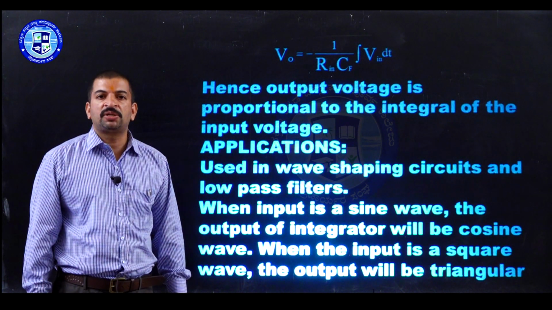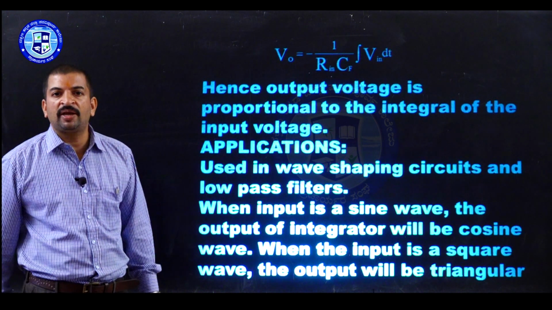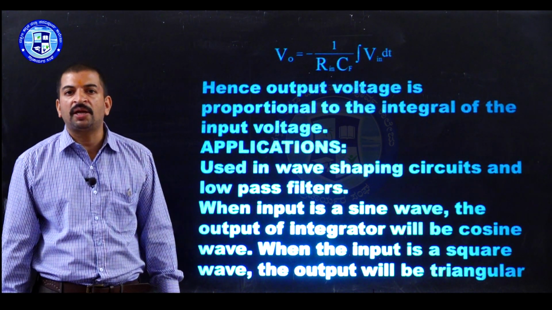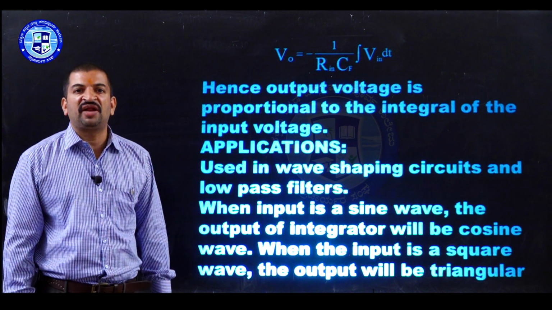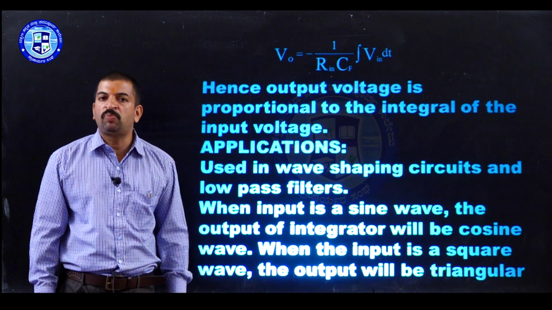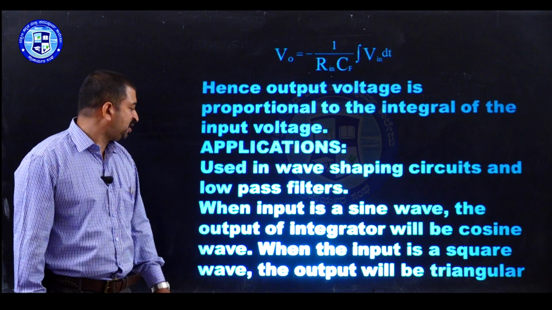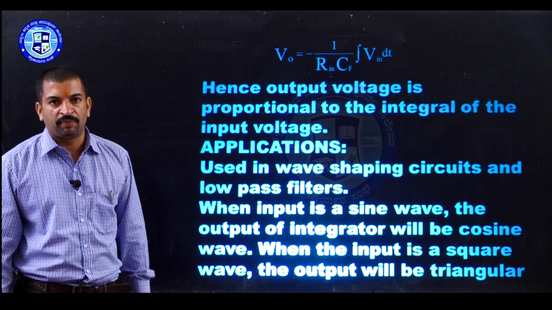The applications of the op-amp integrator: it is used in wave shaping circuits. It's also used in low pass filters. In the case of the op-amp differentiator, you've seen that when a sine wave is the input voltage, the output is an inverted cosine wave. So in this circuit also, when the input is a sine wave, the output of the integrator will be a cosine wave.